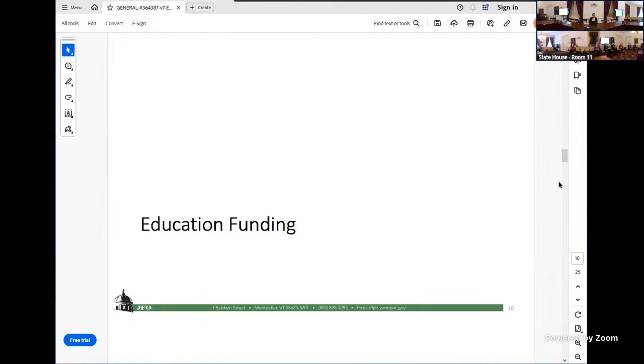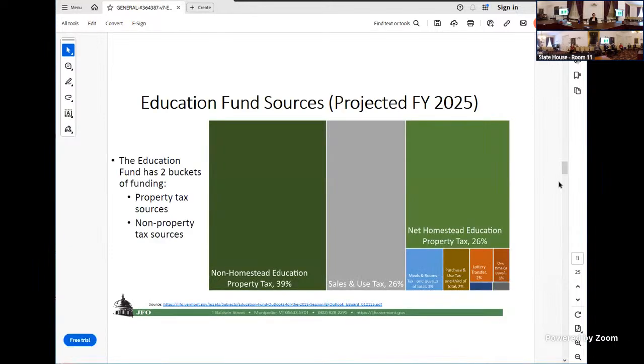So moving into education funding. The ed fund has two primary, again, sticking with the theme of two buckets. Now we can think about the ed fund as having sort of two buckets of revenue sources: property taxes and non-property tax revenue sources. So what you can see here is that the majority of the education fund, over 50%, is funded by property taxes.